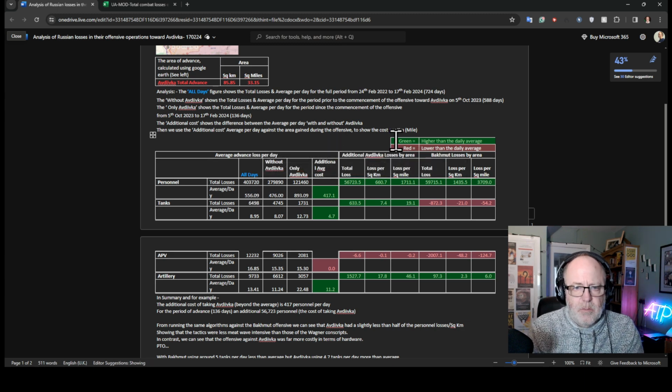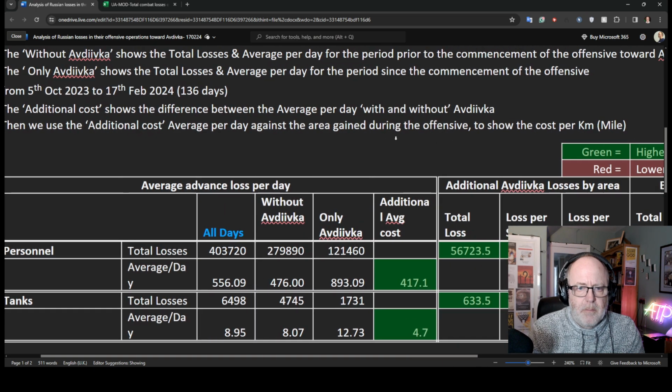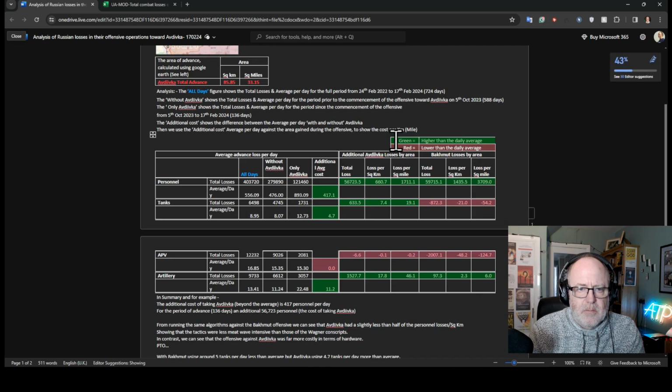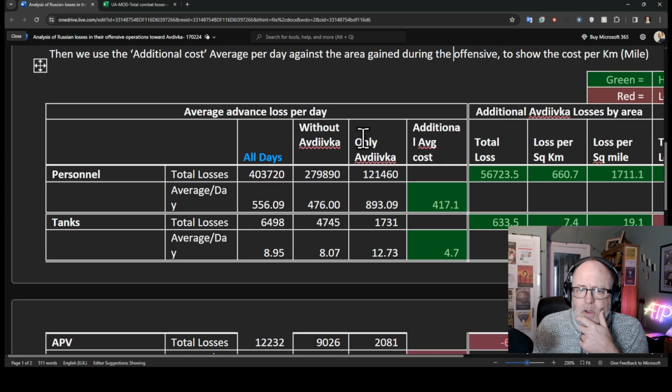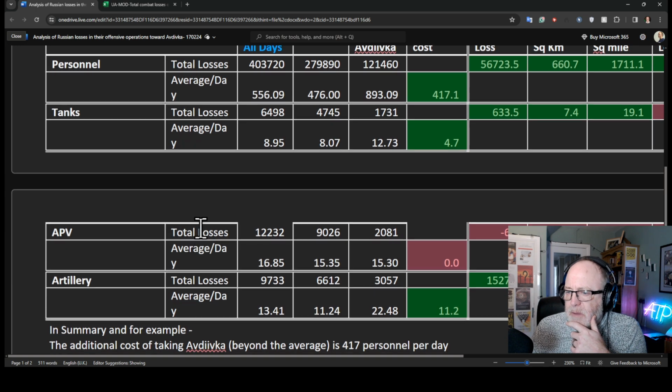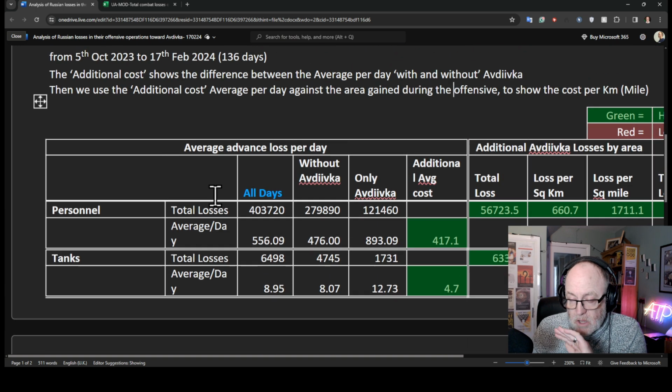I'll try and make that a little bit bigger so you can see there. Oh, it doesn't like doing that. No, yeah. Okay, so here we have the total losses of personnel, tanks, APVs, and artillery. That's just what we're going to look at. And you have all of the days, so that's the whole of the war, up to the 17th of February. So this is 3 days ago, inclusive. So we're missing 18th, 19th, and 20th, but so be it.